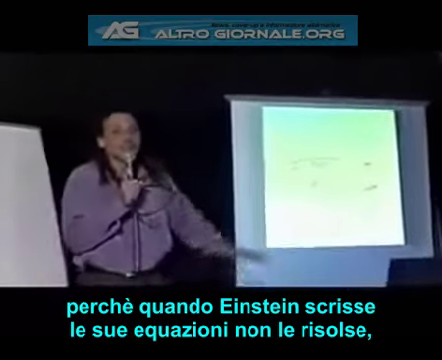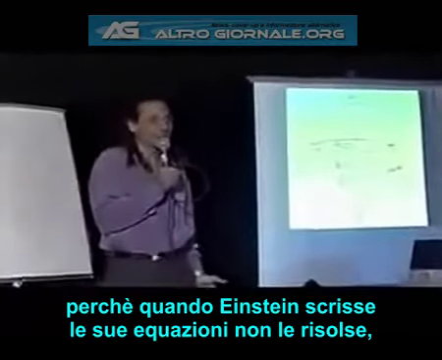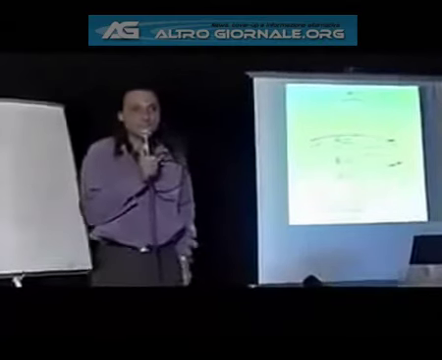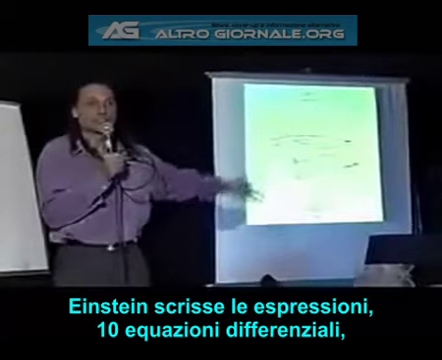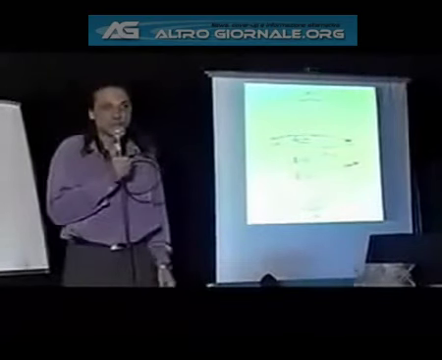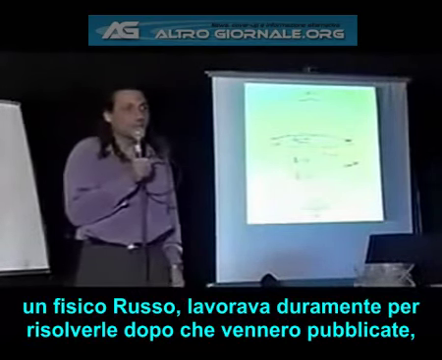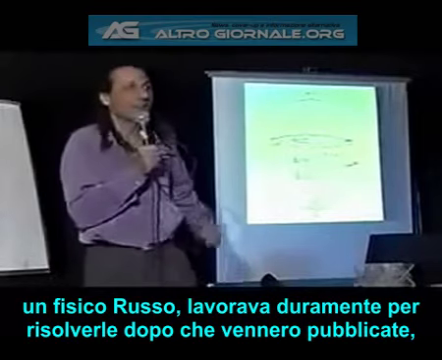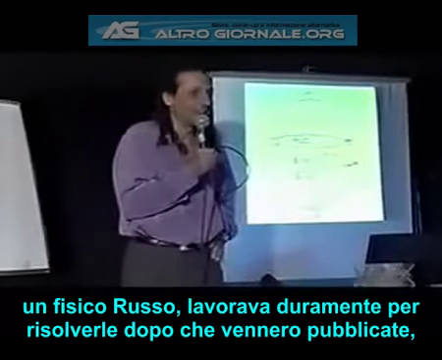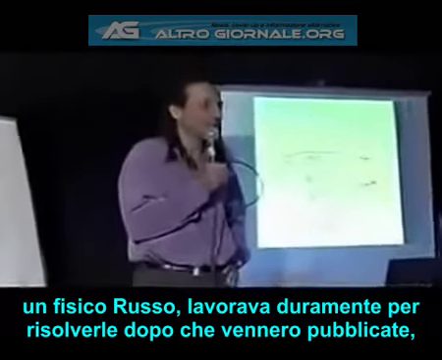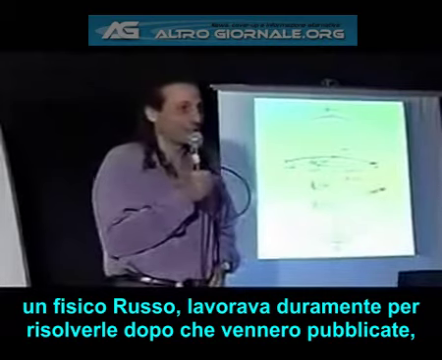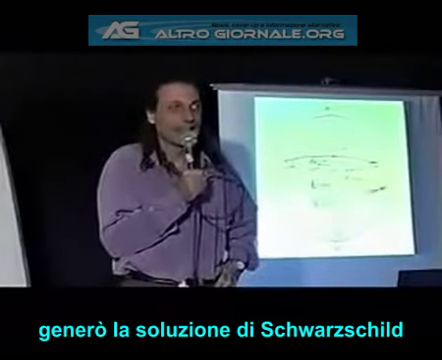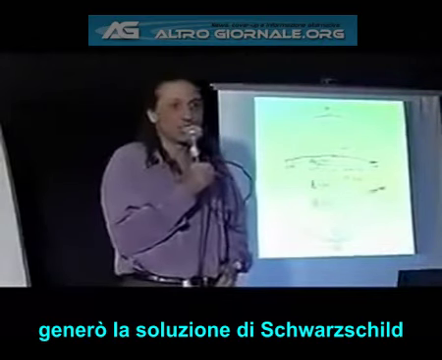Because when Einstein wrote his field equations, he didn't solve them. Einstein just wrote the expressions. It's 10 differential equations. He couldn't solve them. A physicist that was fighting on the Russian front, right, while dodging bullets, was working hard at solving those equations after they were published. His name was Carl Schwarzschild. And he generated what's called the Schwarzschild solution.